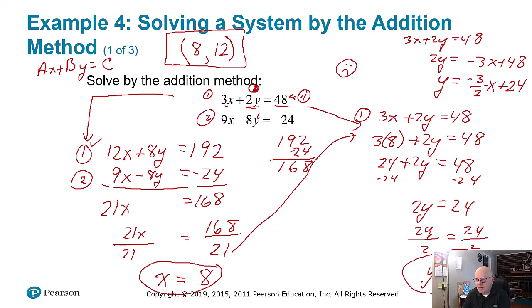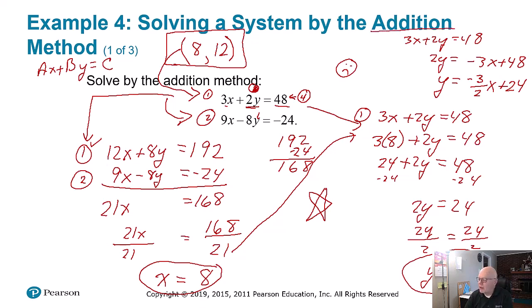Well, we think it is, but what we need to do now is take that, put it in the first equation, check it out. Is it a solution? Is 3x plus 2y equal to 48? If it is, keep going. Check it in the second equation. Is 9x minus 8y equal to negative 24? If it works in both, then we have ourselves a winner, folks. The ordered pair 8, 12 will be a solution for that system. And we did it by the addition method.